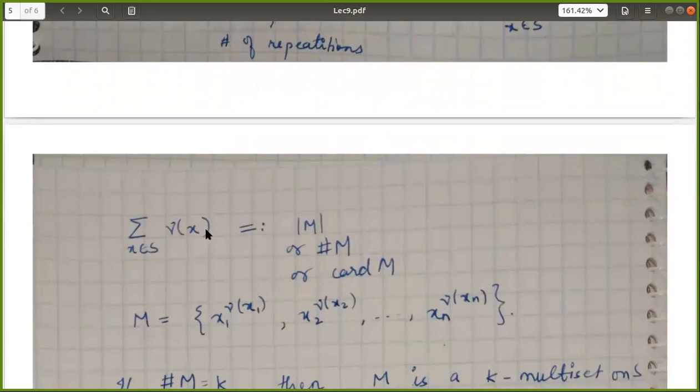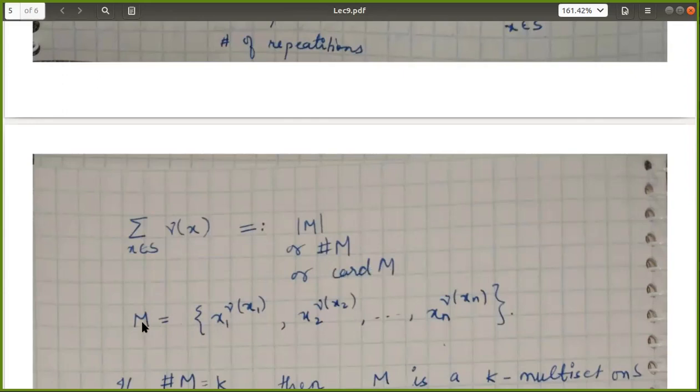I've already told you that when you sum nu(x) over all x running over the set S, this gives you mod M, which means the cardinality of M, or hash M. This is not the hashtag you see on Facebook or Instagram. This is the mathematical hash, which means number. Hashing function you might have seen, computer science guys. Or card M means cardinality of M.